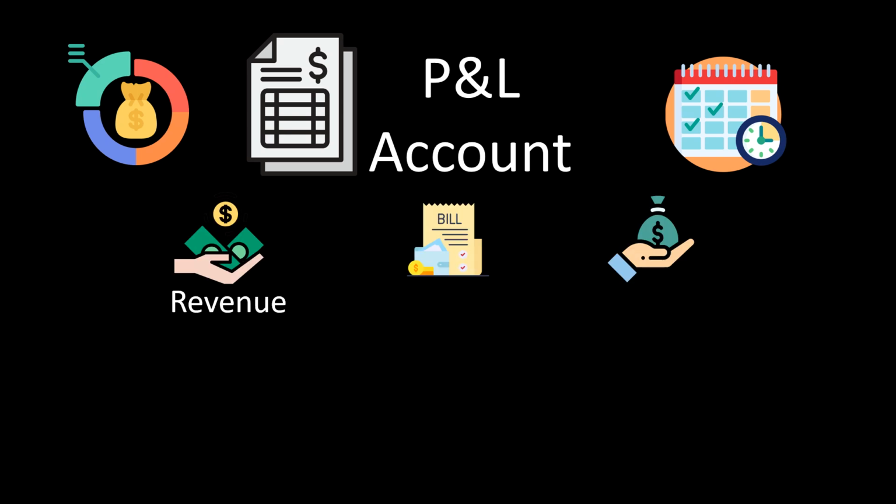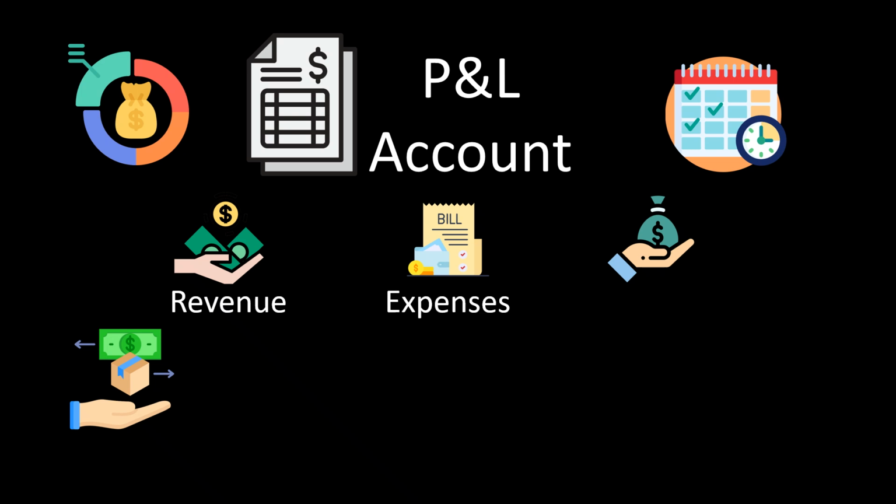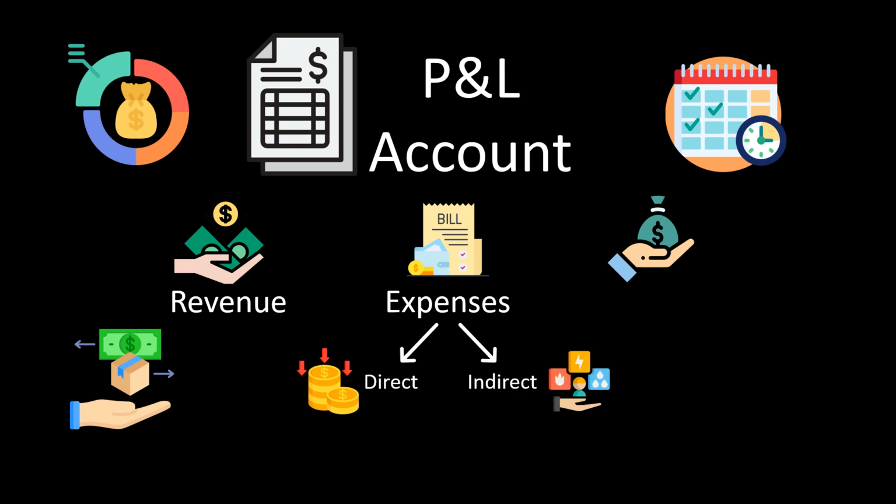Revenue, also known as sales or turnover, is the money made from selling a product or service. Expenses are the costs of running the business. These are direct, called cost of sales or cost of goods sold, COGS for short, or indirect: overheads like paying staff, rent, utilities, etc. Profit is the money left over from revenue minus expenses.